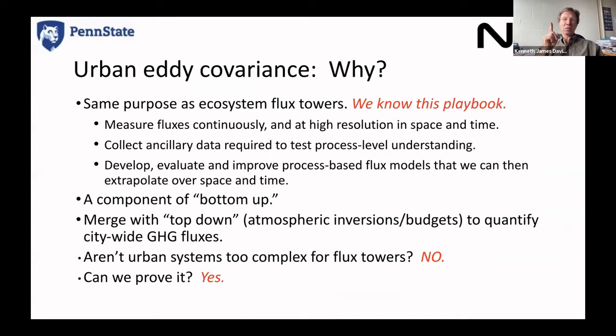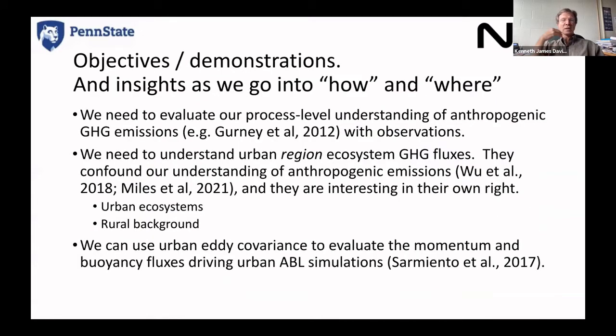And I argue that the why for urban eddy covariance is the same as the why for ecosystem studies. These towers are great sources of process level understanding to test our models. They're complementary to inversions, which do large scale and get the whole system as a net. Urban systems are not too complex for these towers, and we're going to try to prove that to you. So there's 3 objectives we see. We're going to go through 2 of them, focused on the CO2.